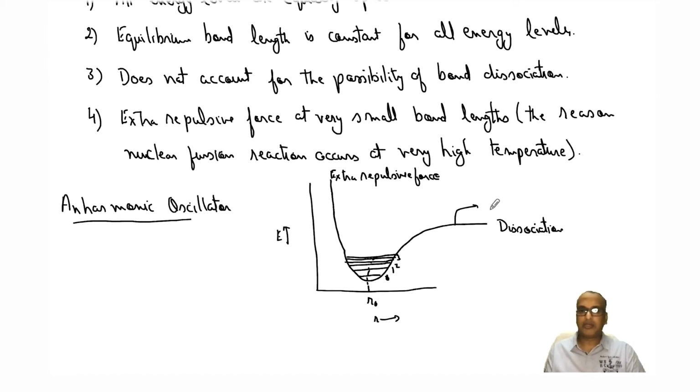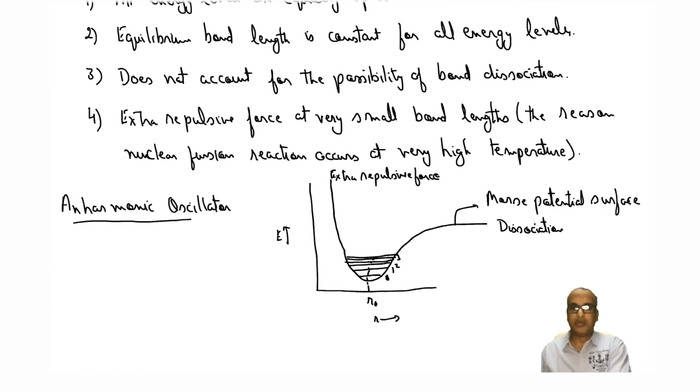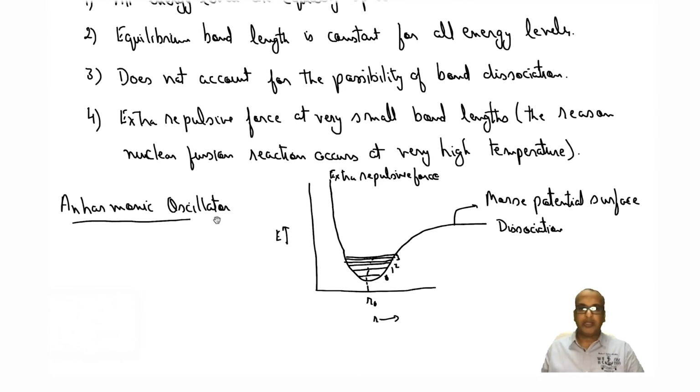And this surface is called the Morse potential surface. This is after the scientist who made these changes to the harmonic model. His name was Morse. So the Morse potential surface describes all these problems which were there in the simple harmonic oscillator model, right? So R0 is not constant. You can see extra repulsive force. You can also see dissociation.